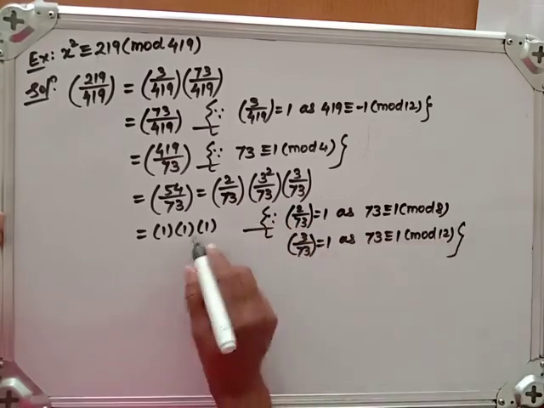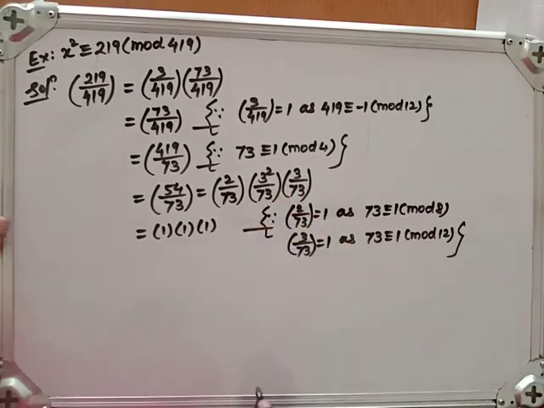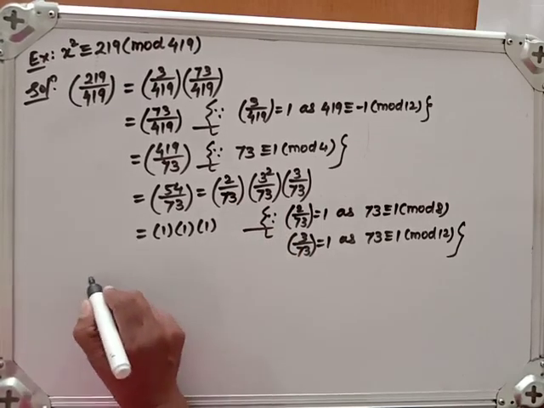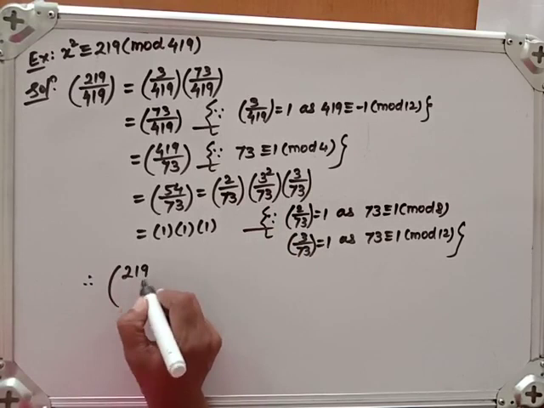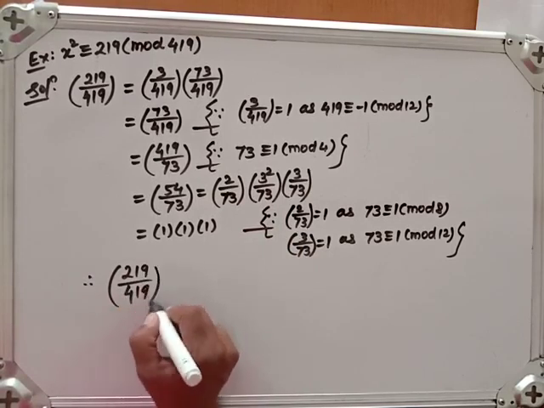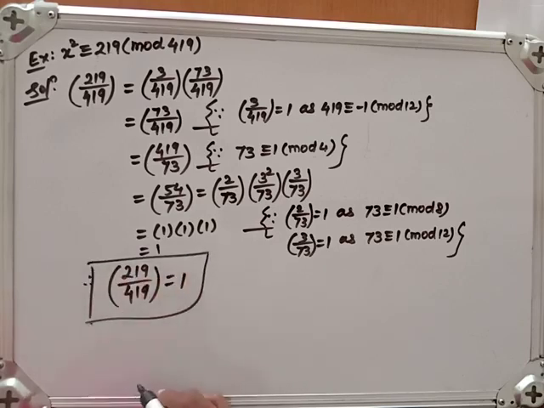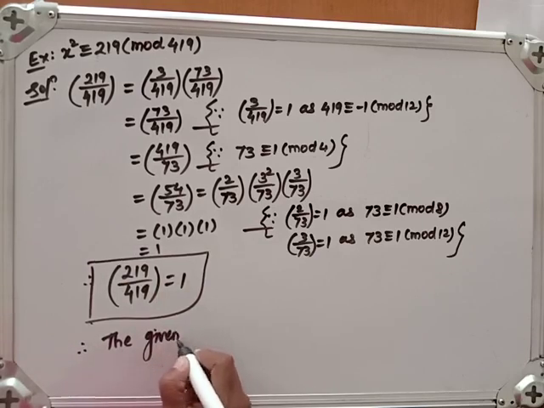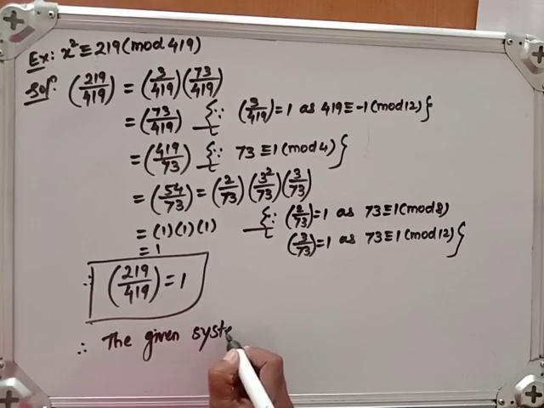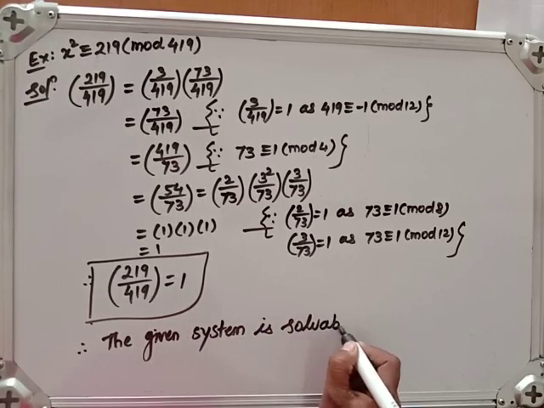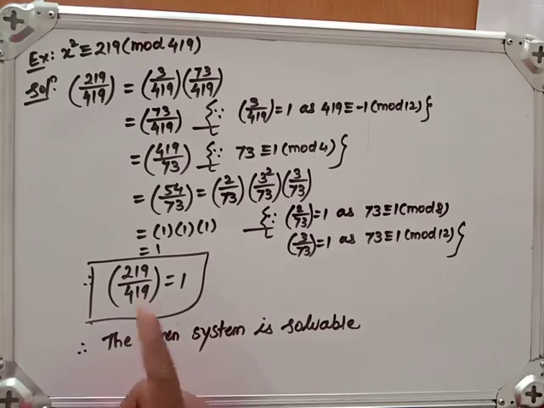Okay, and you know 3 square by 73, that will be the property of the Legendre symbol: the Legendre symbol of a square by p is 1. Therefore the Legendre symbol of 219 upon 419 is 1. This is equal to 1. So this is also 1. Okay, therefore the given system is solvable, or the given congruence is solvable.